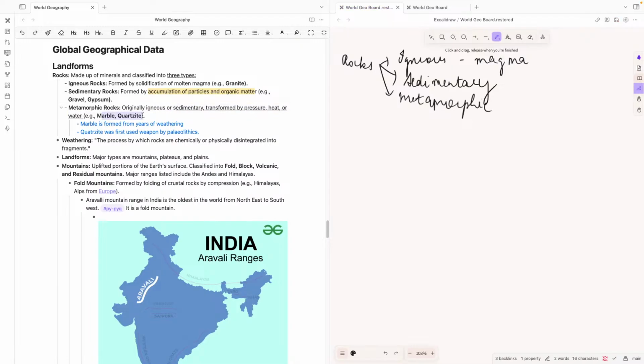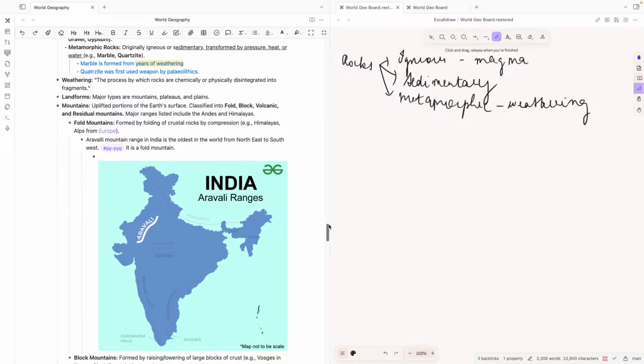Example, marble and quartzites. So again, quartzites we'll come across in history as it is a weapon used by Paleolithics, and marble is formed by years of weathering. Hence, it is an example of metamorphic rocks. Something goes through a process and becomes this. Weathering is a process by which the rocks are chemically or physically disintegrated into fragments.